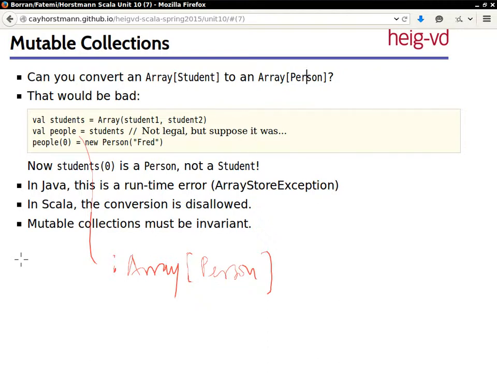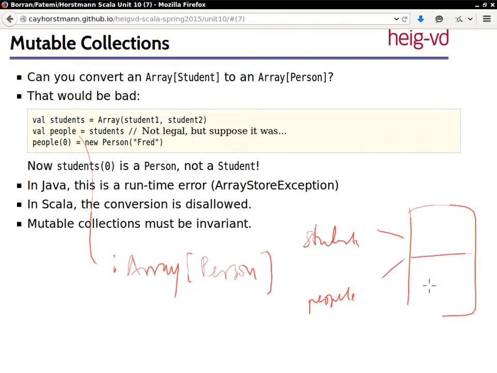And so that'll compile. The problem is that students and people are the same array because you have reference semantics, so you have students, you have people. They both point to the same array. Over here we have some student, and over here now we put in Fred. From the people point of view, that's not a problem. But from the student's point of view, it is a problem. Now we have an array of students that contains a non-student, and so that broke the type system.